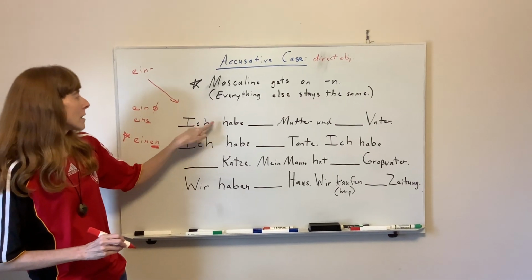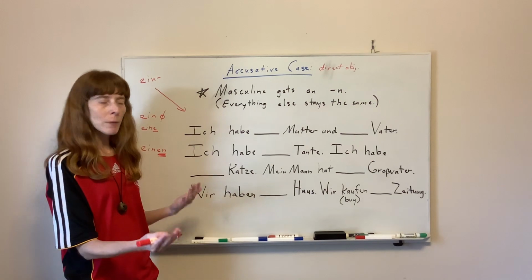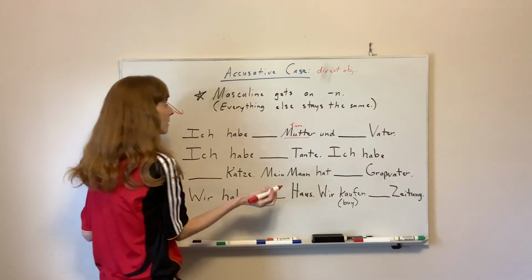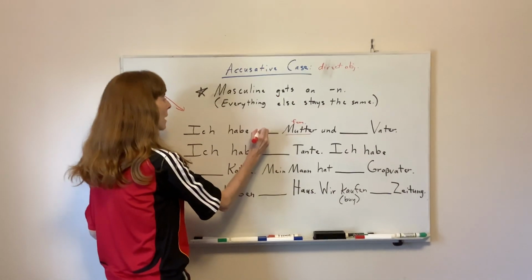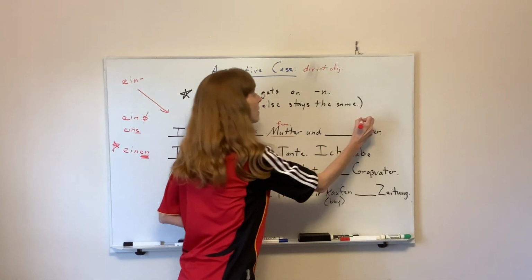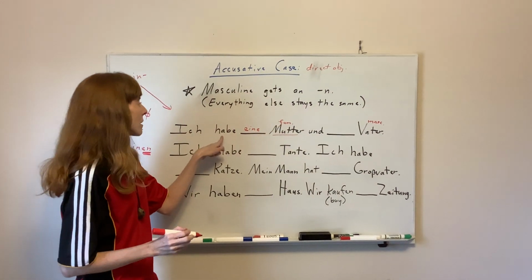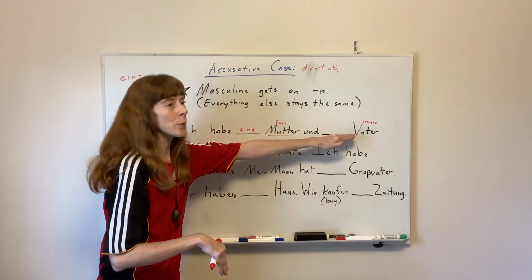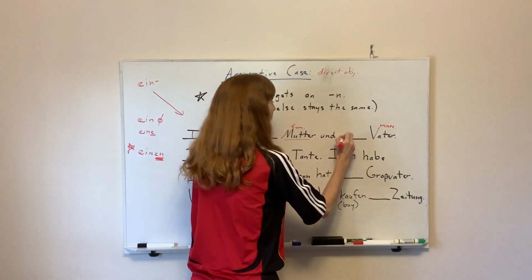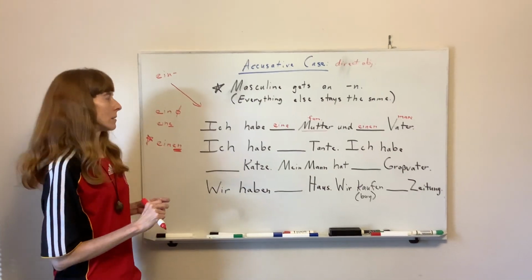Okay, so first sentence, ich habe blank Mutter und blank Vater. So we're trying to say I have a mother and a father. Well, we know Mutter is feminine. And we already know that will be eine. Ich habe eine Mutter. Und, now here's where we need to watch out. Father is masculine. And we know that he's a direct object because I have a father. He's the person I have. So we're going to put that extra N on the end of ein. Einen Vater. Ich habe eine Mutter und einen Vater.